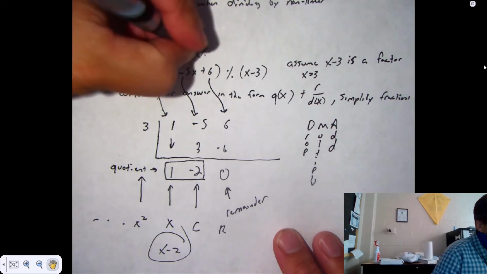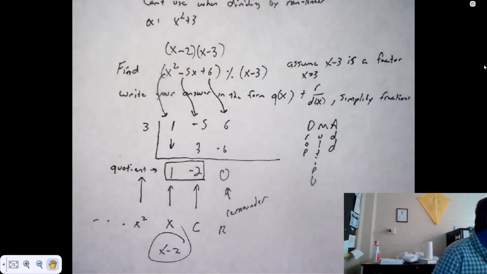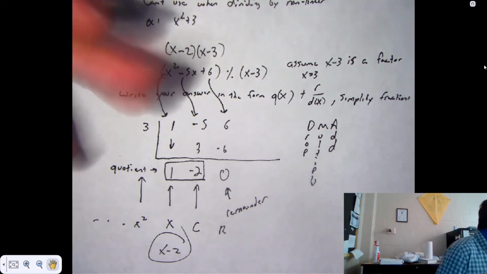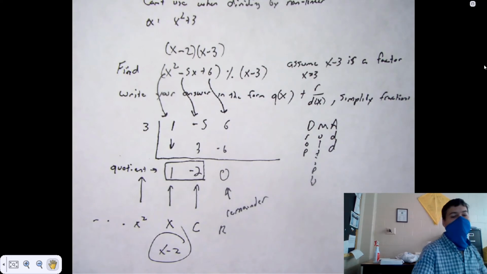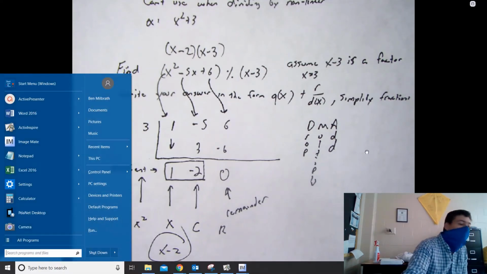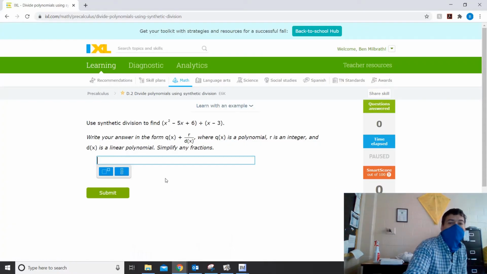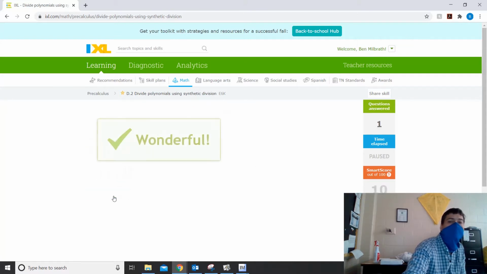(x minus 2)(x minus 3). That's how it factored in the first place, and that's what we got as a result. So there's no need to add anything. If we just go to IXL and type in x minus 2, it's done. I don't think it's going to want us to say plus 0. I'd be very surprised if it did.